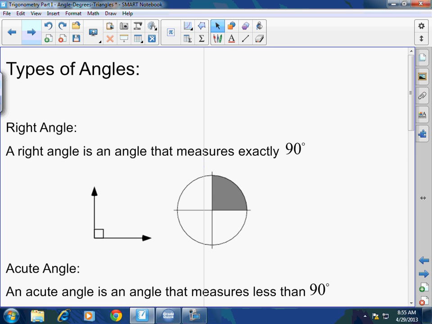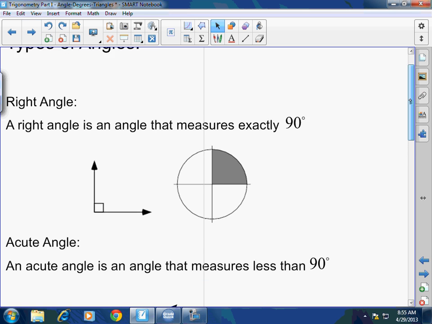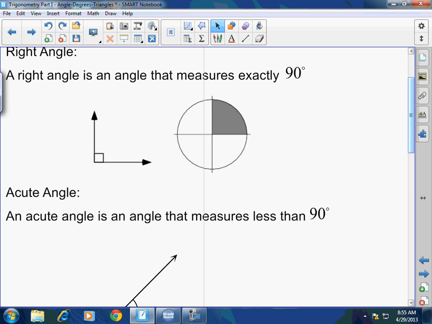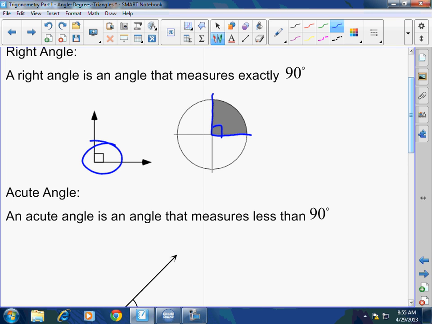Now, types of angles. You have a right angle. And a right angle is an angle that measures exactly 90 degrees. I showed you what a right angle would look like as a quadrant, as a fourth of a circle. That's a quarter of a circle. That's a quarter rotation. 90 degrees will always have that little box there. That's a right angle. That denotes 90 degrees. That lets you know, hey, this is a 90-degree angle. Okay? It's called a right angle as well.